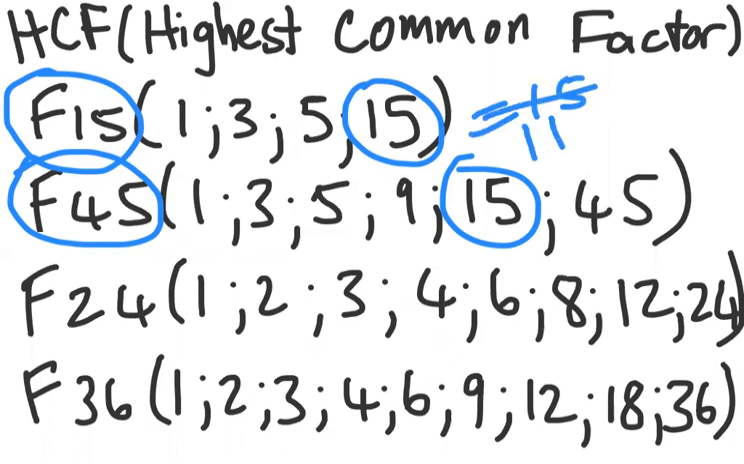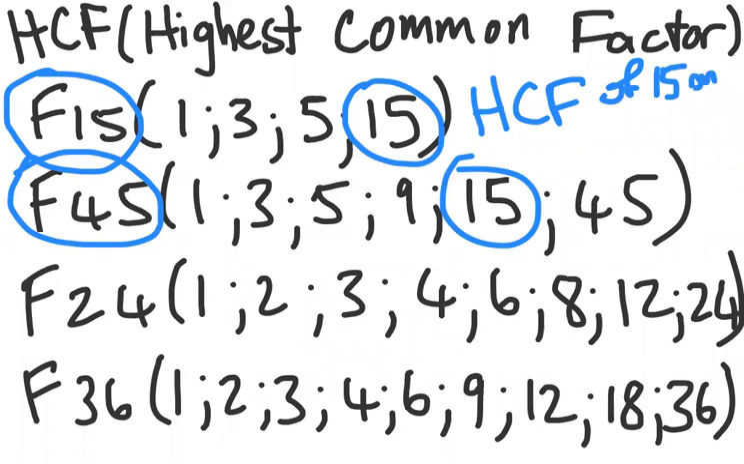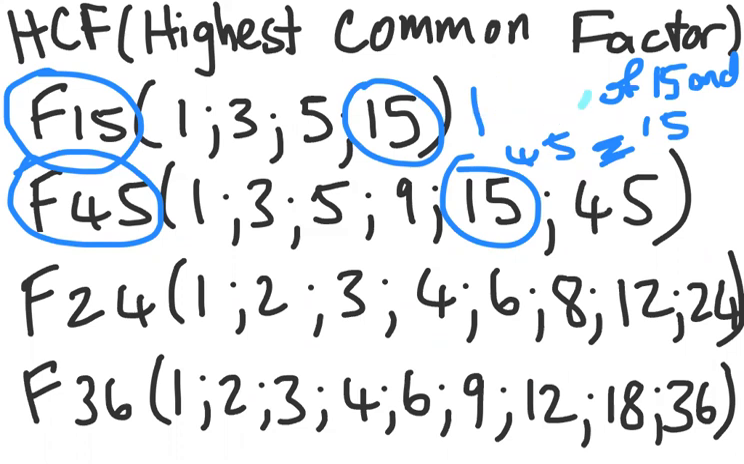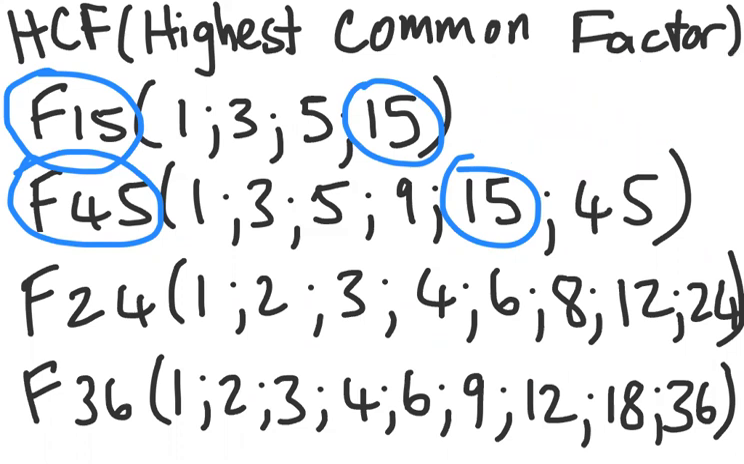Or put another way, just write it out properly. So highest common factor of 15 and 45 equals 15. So there's that one. Let's maybe do 24 and 36 now. So 24 and 36. What is the highest common factor?